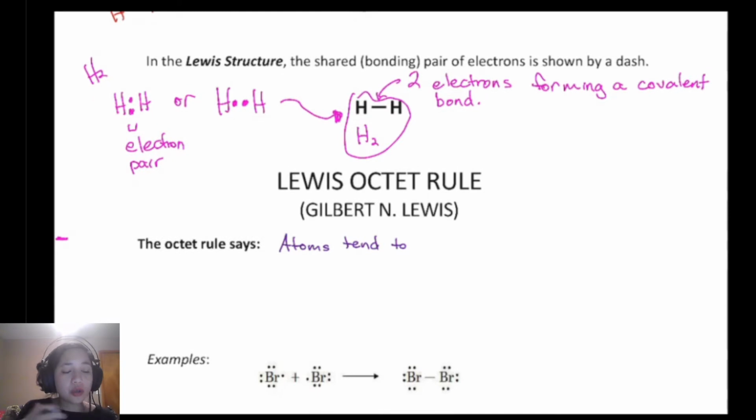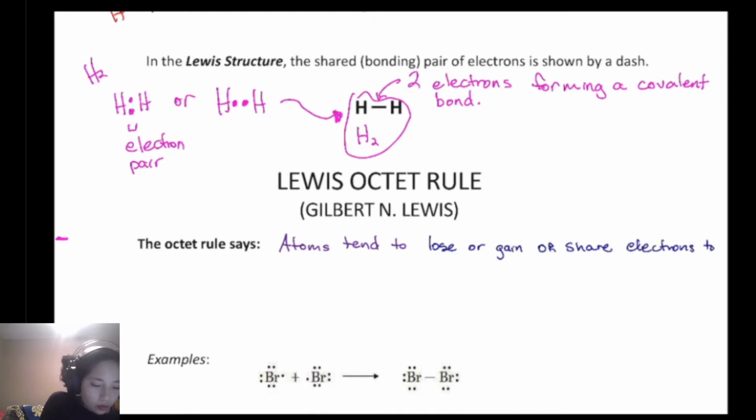So he comes up with the octet rule. This is a rule that governs a lot of what we see when it comes to bonding. The octet rule says that atoms tend to lose or gain or share electrons to achieve a noble gas configuration.